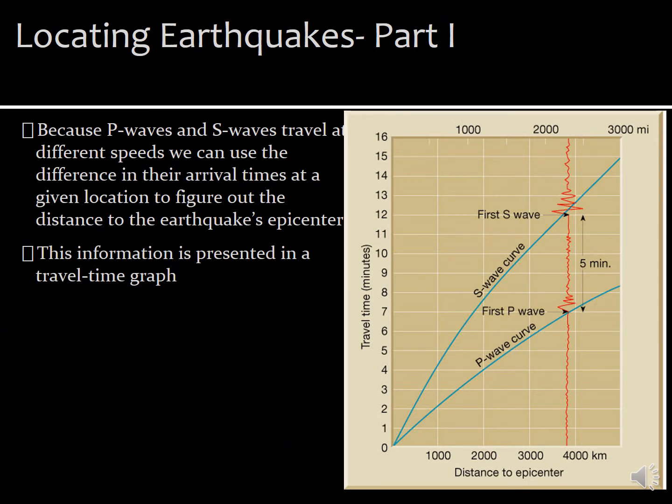Now you have to be able to identify these on a worksheet. So because P waves and S waves travel at different speeds, we can actually use a difference in their arrival times at the given location to figure out the distance of the earthquake's epicenter. This information is again what we talked about earlier, the travel time graph. As you see here, what is the difference between the S wave and P wave when it came? Because these are the compressions. So when you estimate these times here, you go up and down. These blocks equal about 5 minutes apart.